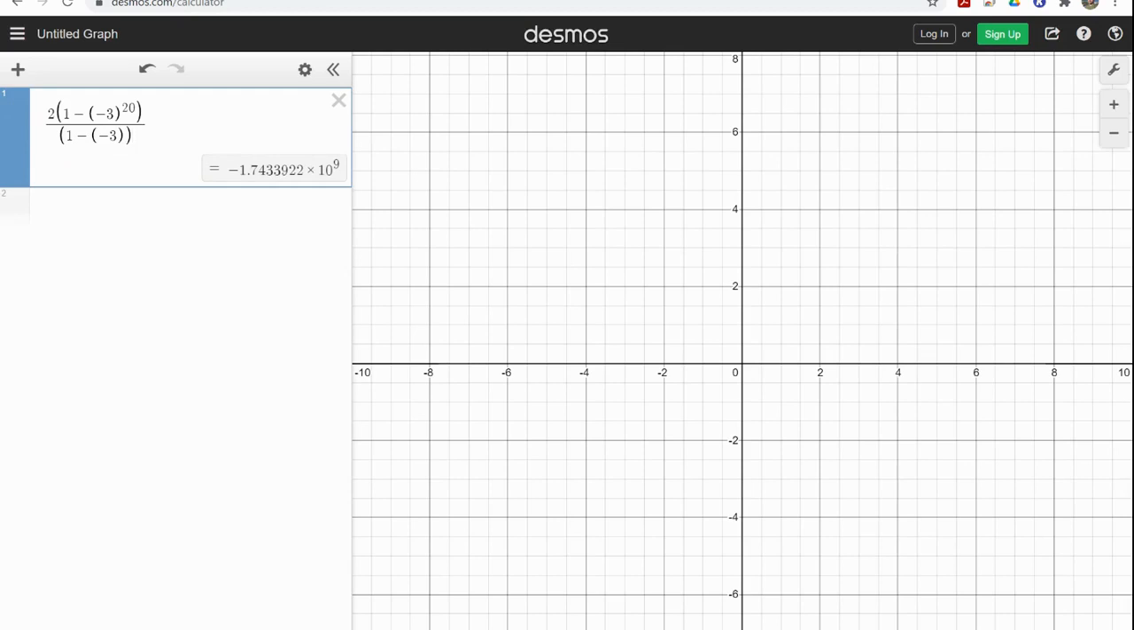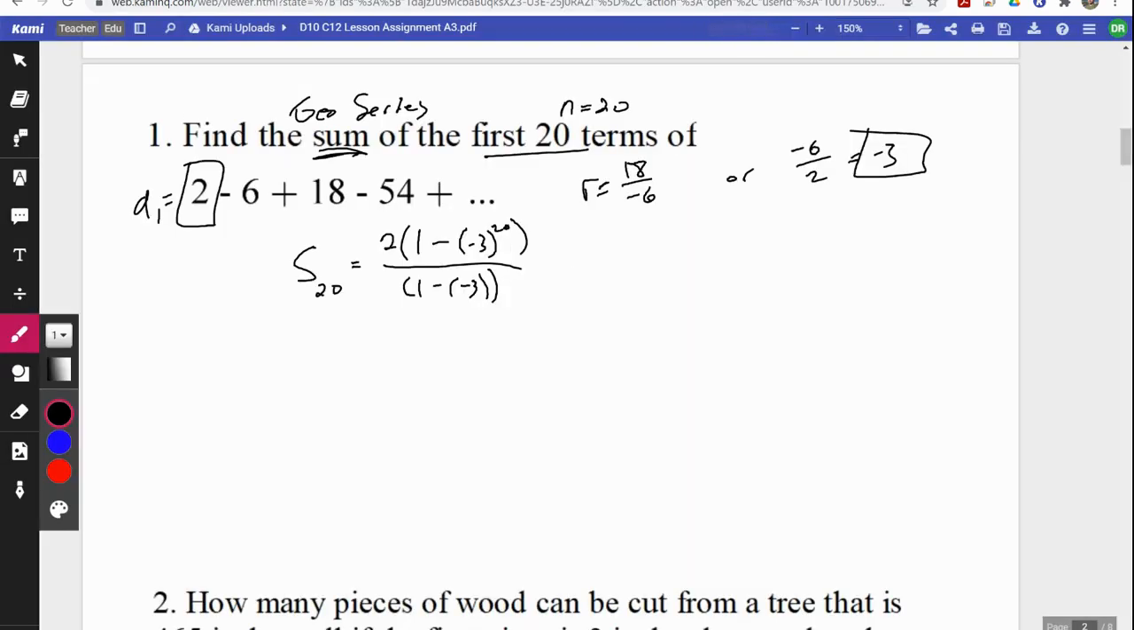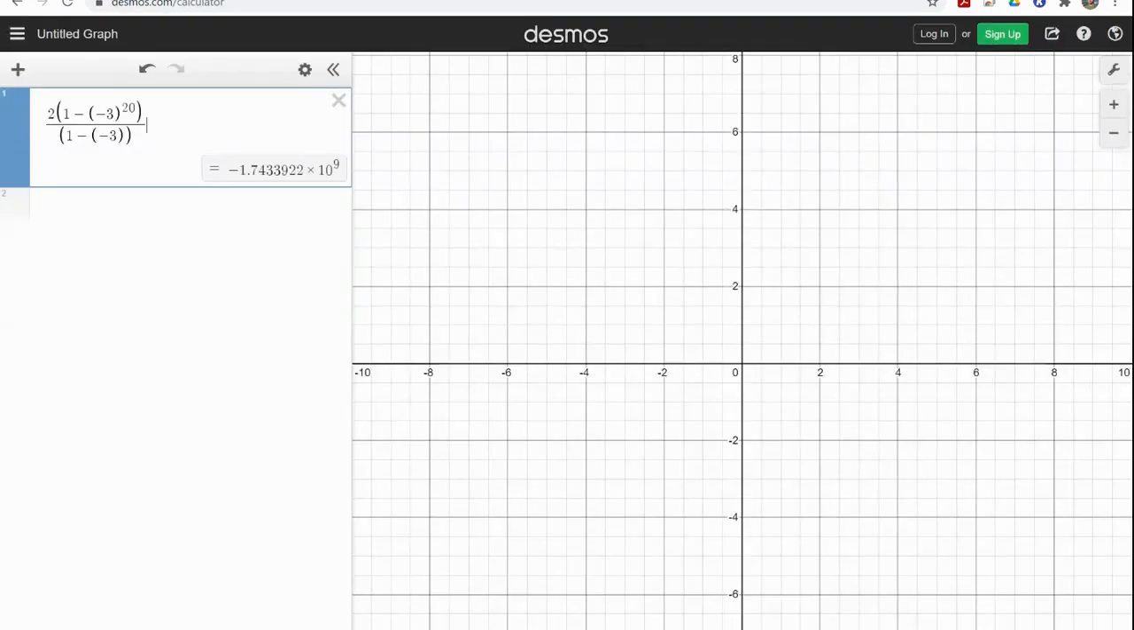I'll take a moment to make sure I put that in right. First term, 1 minus r to the n, over 1 minus r. Okay. This ends up being -1.7433922 times 10 to the 9th. So there's actually, the decimal point should be moved 9 places to the right. That's scientific notation. So I'm just going to copy this so I don't mess it up.